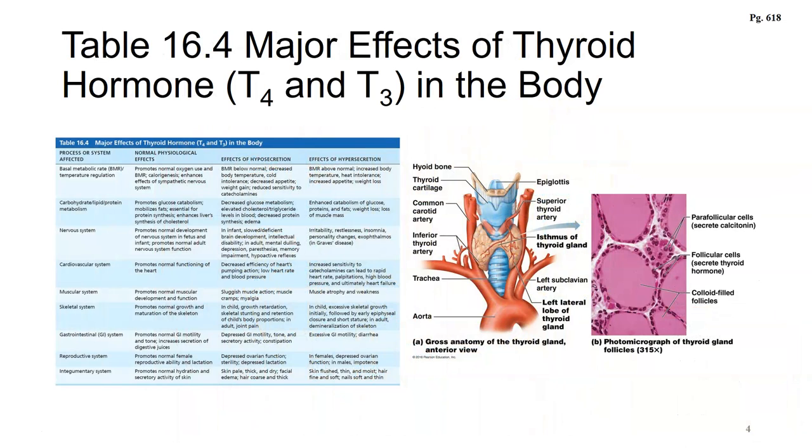Students should review this table, Table 16.4, from their textbook, and be able to answer questions regarding the effects of the 2 thyroid hormones, T4 and T3, on different parts of the body.